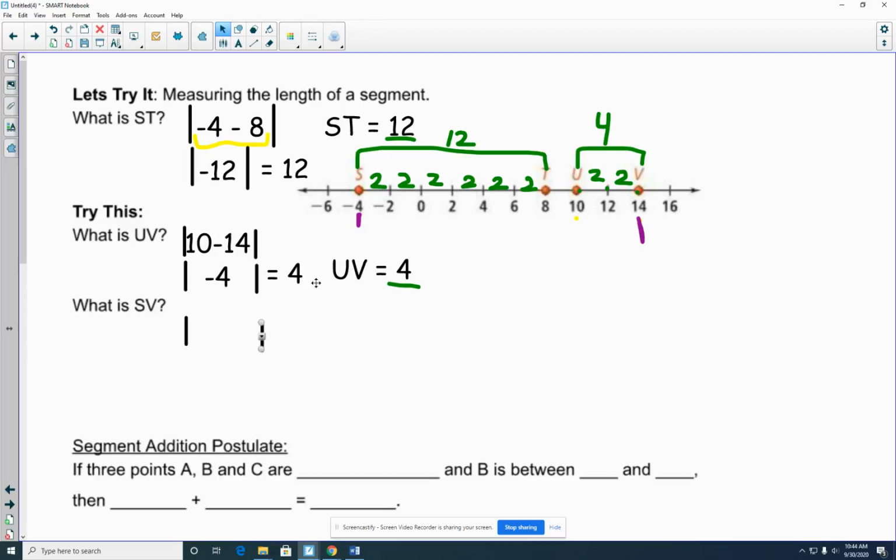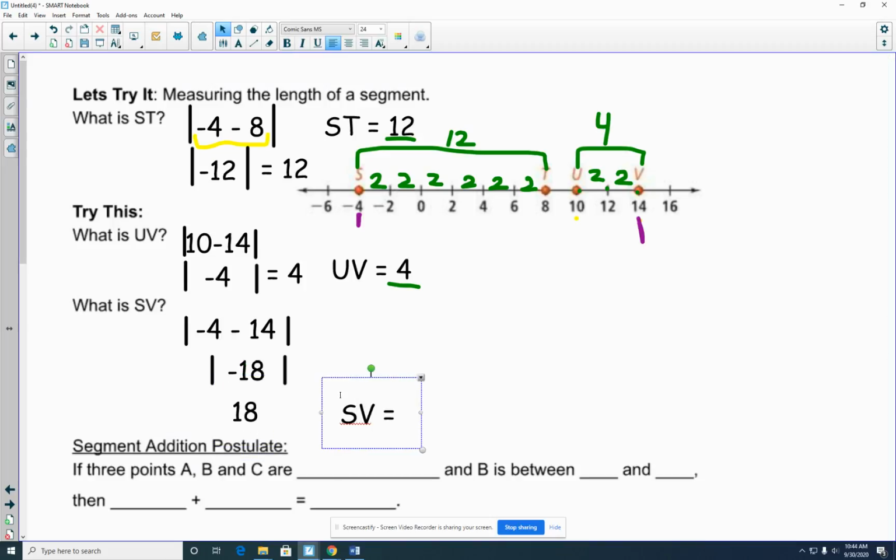And the difference between S and V is supposed to be -4 minus 14. Remember, you have to make sure that this is a -4 minus 14. It's different if you make it a +4. You can't just turn this positive before you put it in between the absolute value bars. Okay, so now I have to actually subtract -4 and 14. -4 minus 14 is -18. Okay, so now take the absolute value of that, which is just 18. Right? Now we know that SV equals 18. That's how we can find the length of a segment.